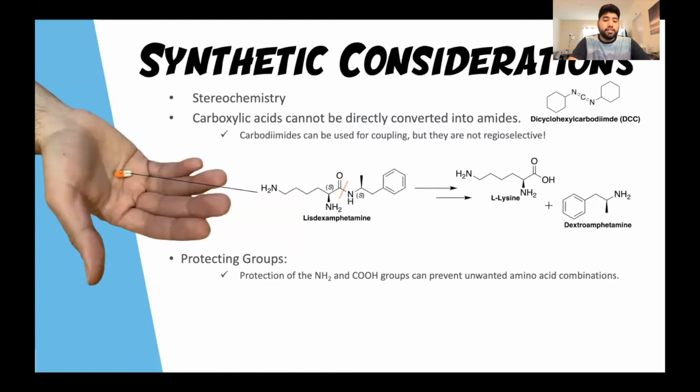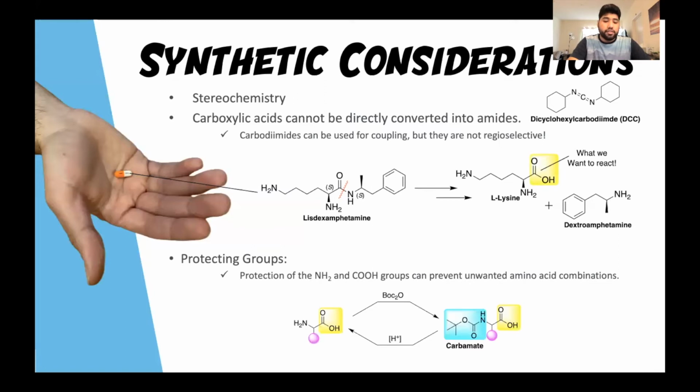Now, for the synthesis of lisdexamphetamine, our retrosynthetic analysis shows that we want the carboxylic acid group of L-lysine to react. So what we want to protect are its amino groups. This can be accomplished by treatment with dicarbonates, such as di-tert-butyl dicarbonate, or Boc2O. This forms a carbamate, as shown in blue. The nitrogen atom of a carbamate is less nucleophilic and therefore less reactive because its lone pair is delocalized by the neighboring carbonyl group. Removal of the carbamate group simply requires an acid, and as we'll soon see, the acid used is responsible for the salt of lisdexamphetamine obtained.